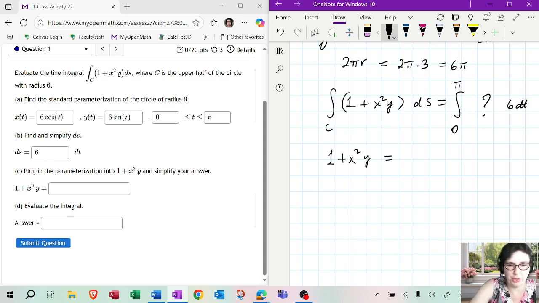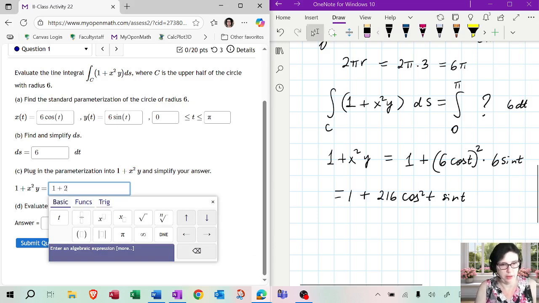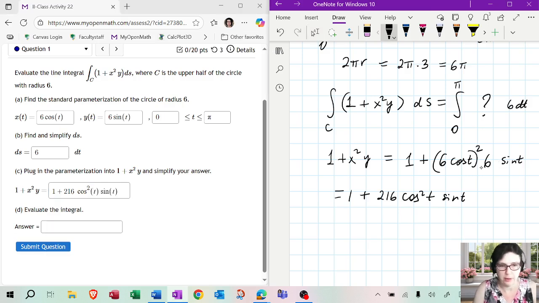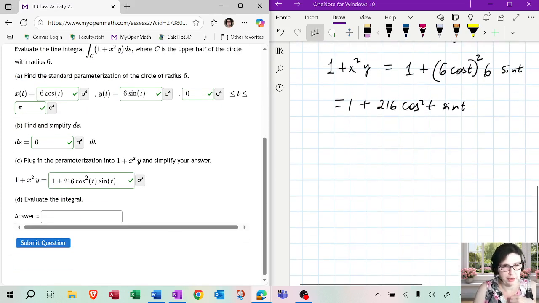So wherever you see x, you're going to put 6 cosine t. So I'm going to get 1 plus 6 cosine t, and I square that. And then I multiply that by y, which is 6 sine t. Okay, so simplifying that would be 1 plus, now this is 6 squared times 6, this is like 6 cubed. I think that would be 216 cosine squared t sine t. So let's see if it accepts it. Let's submit it. Okay, so that is correct.